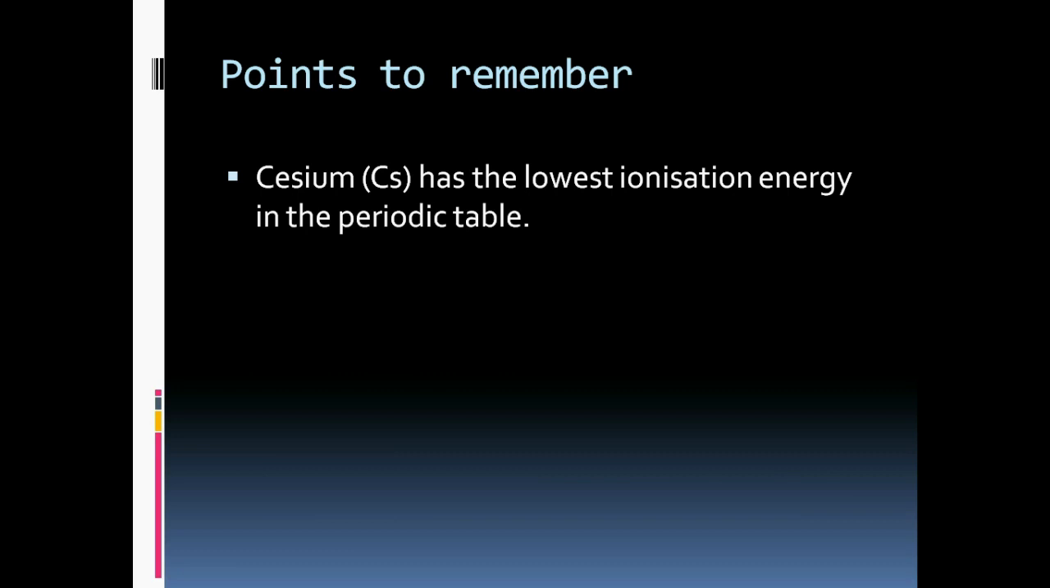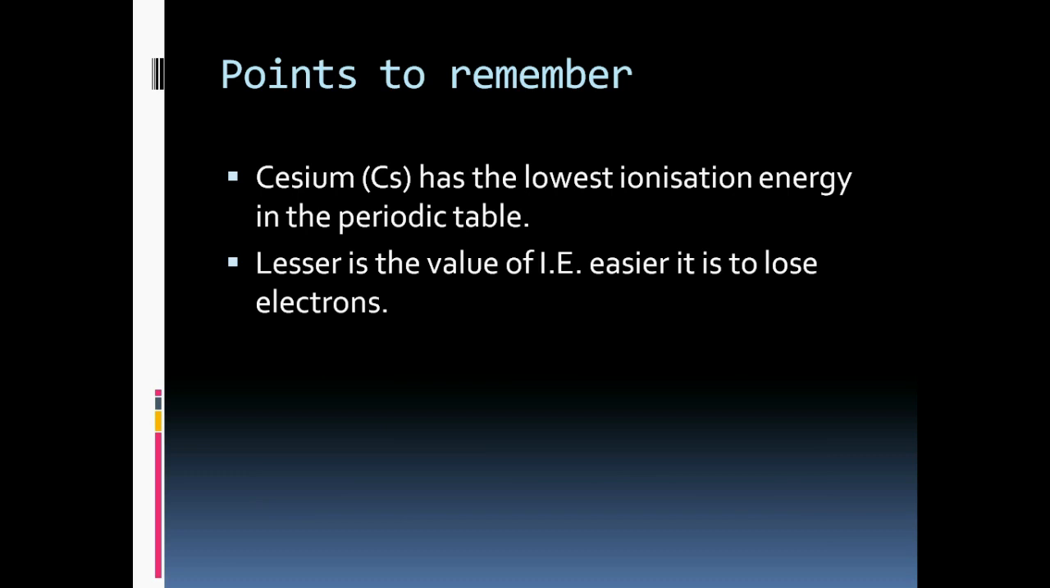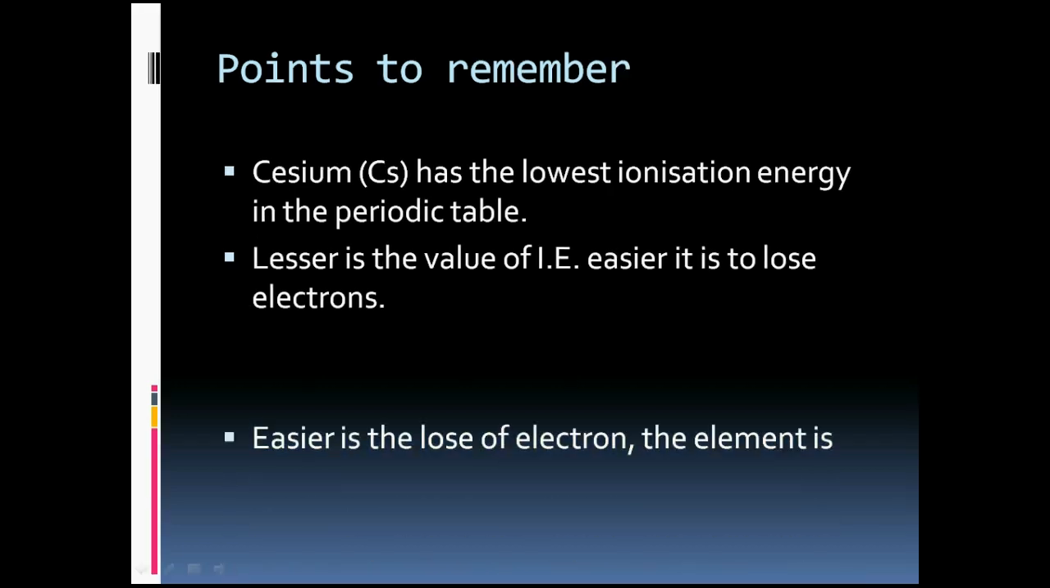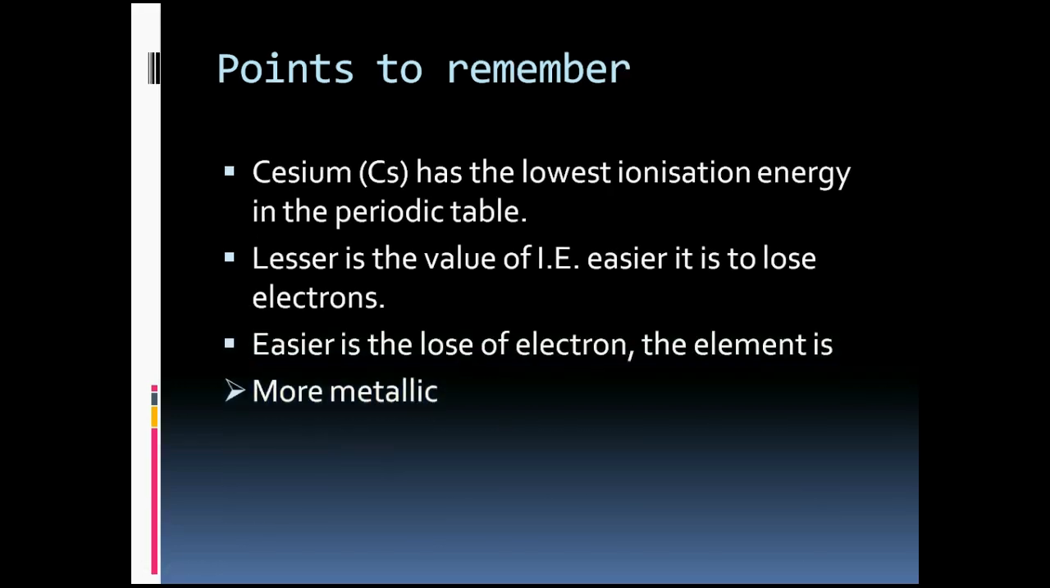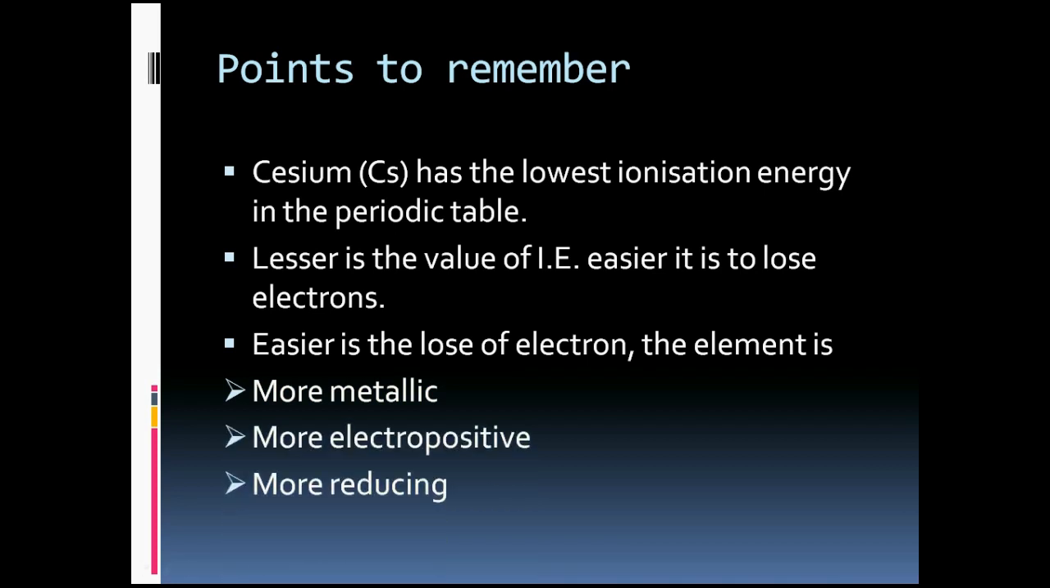Points to remember. Cesium has the lowest ionization energy in the periodic table. Lesser the value of the ionization energy, easier it is to lose electron. Easier is the loss of electron, the element is more metallic, more electropositive, more reducing.